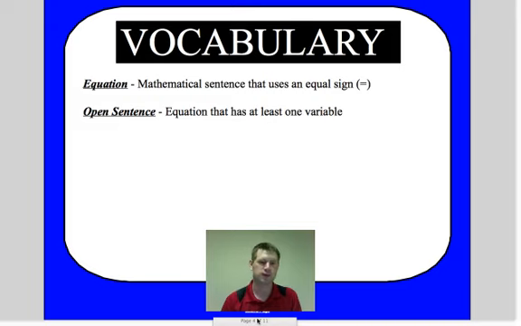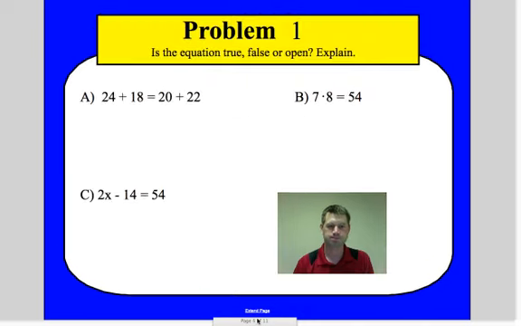An open sentence is an equation that has at least one variable. So an open sentence means that it has a variable inside it. Problem 1: is the equation true, false, or open? True would just mean that yes, it does equal each other. False would mean no, it does not equal. And open would mean that, like we talked about, it would have at least one variable. So those should be easy.